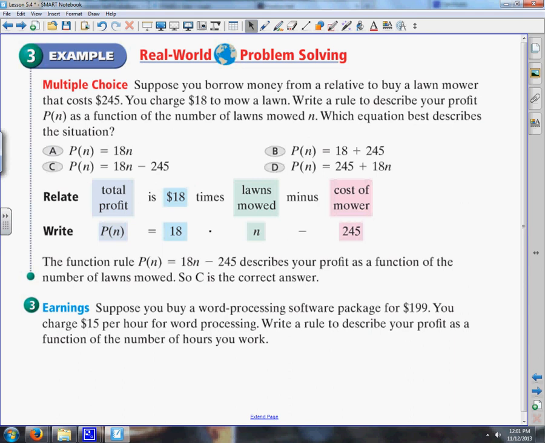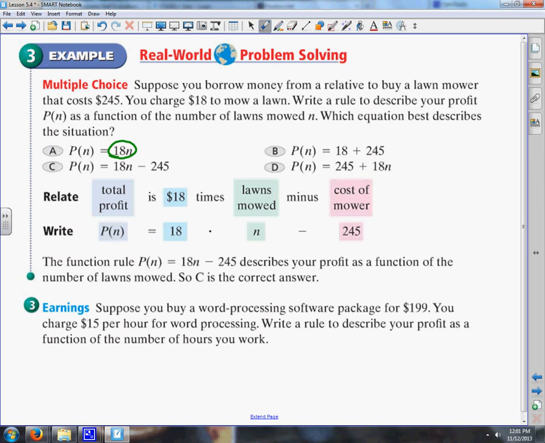Real-world problem solving. Suppose you borrow money from a relative to buy a lawnmower that costs $245. So you borrowed that money. You charge $18 to mow a lawn. Write a rule to describe your profit, P of n, as a function of the number of lawns mowed. Which equation best describes this situation? Would I just write $18 times the number of lawns mowed? Would that give me my profit? Well, no, that would tell me how much I'm making, but I borrowed $245, so I have to pay that back.